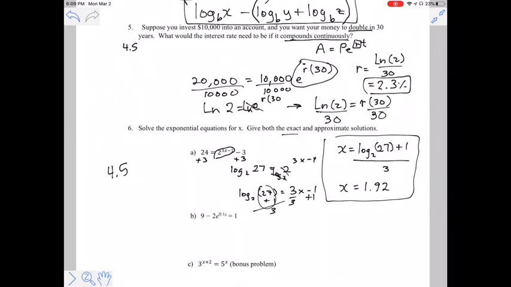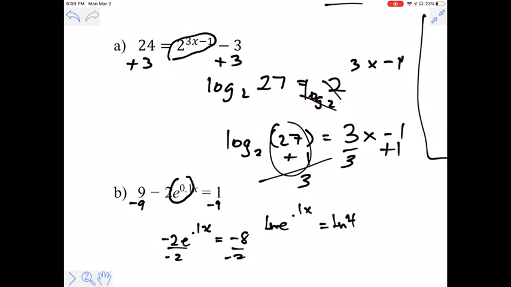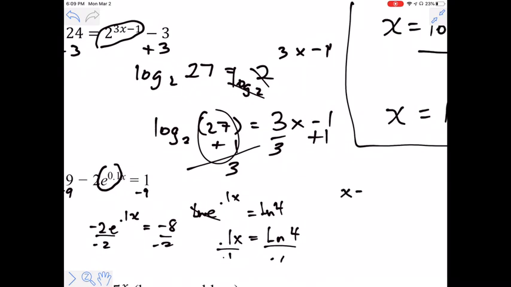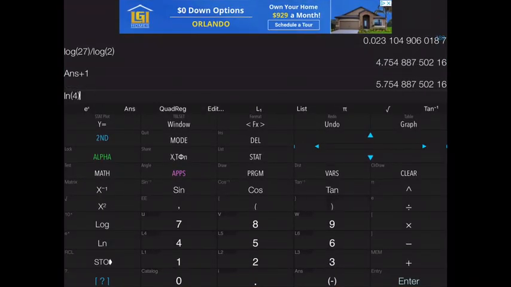Okay, part B, this is the exponential term here, e to the 0.1x. So I've got to get rid of this 9. Then divide by -2. Now use natural log to cancel the base e. So 0.1x equals natural log 4, divide by 0.1. So the exact form is x equals natural log 4 divided by 0.1. The approximate form, the natural log of 4 divided by 0.1, which is 13.86.